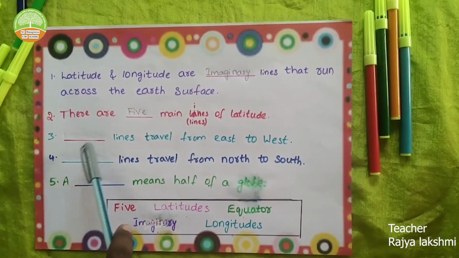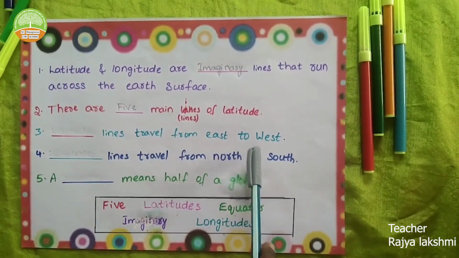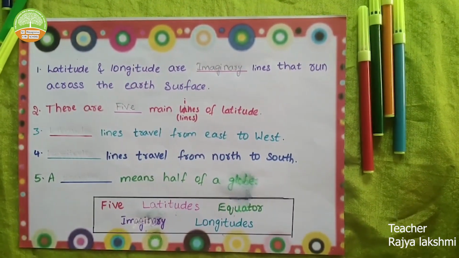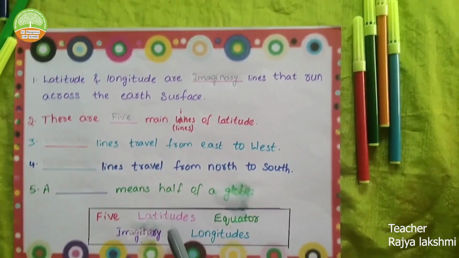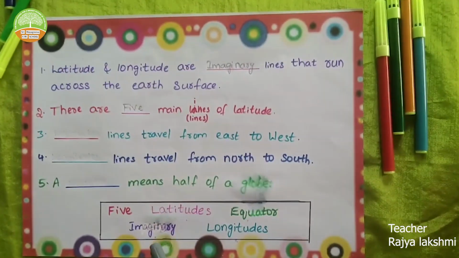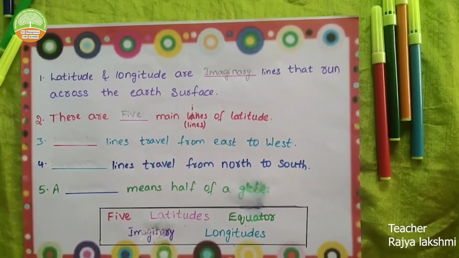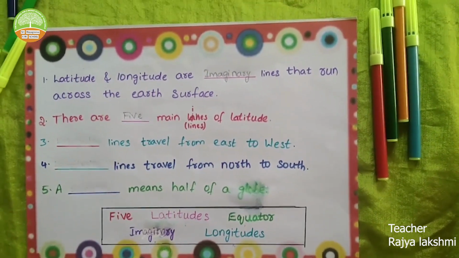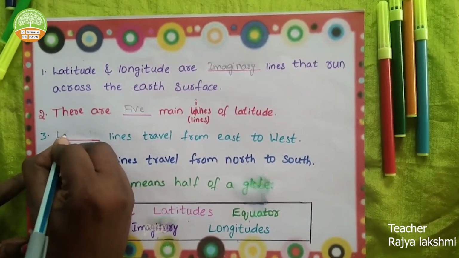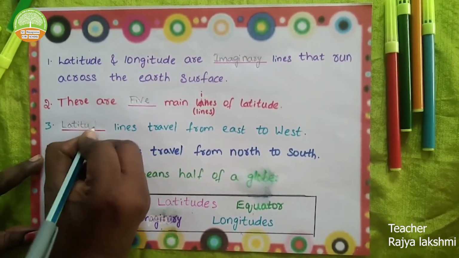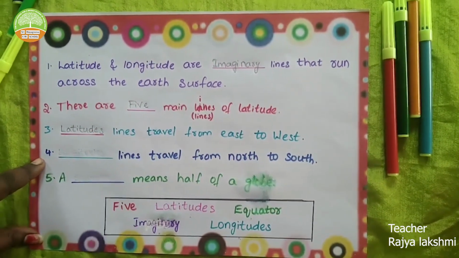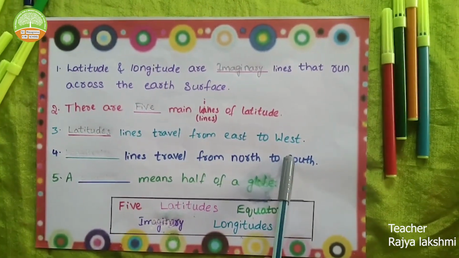Next one, dash lines travel from east to west. The options are 5, latitudes, equator, imaginary, longitudes. What's the answer? Which lines pass from east to west? Latitudes. Latitude lines travel from west to east.